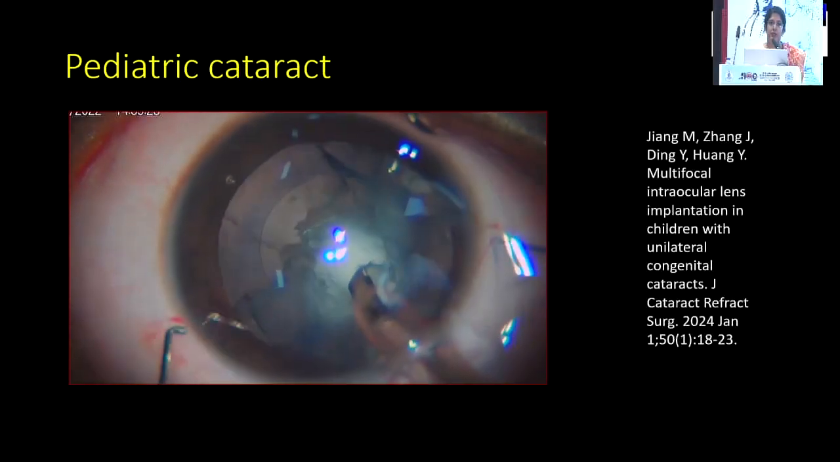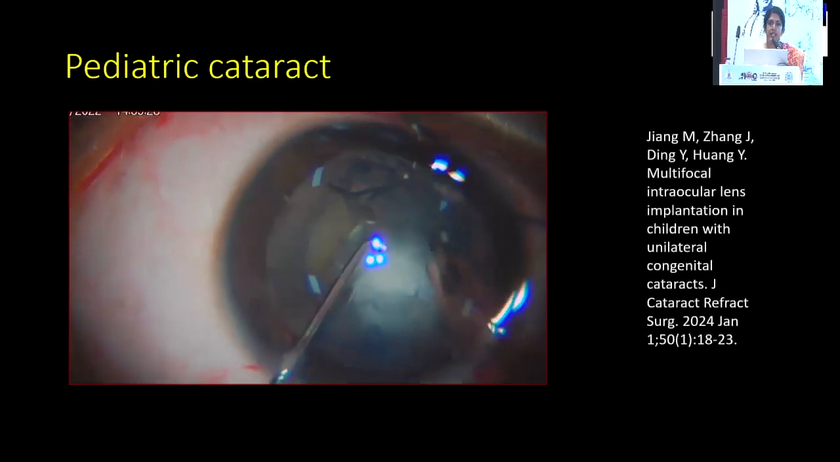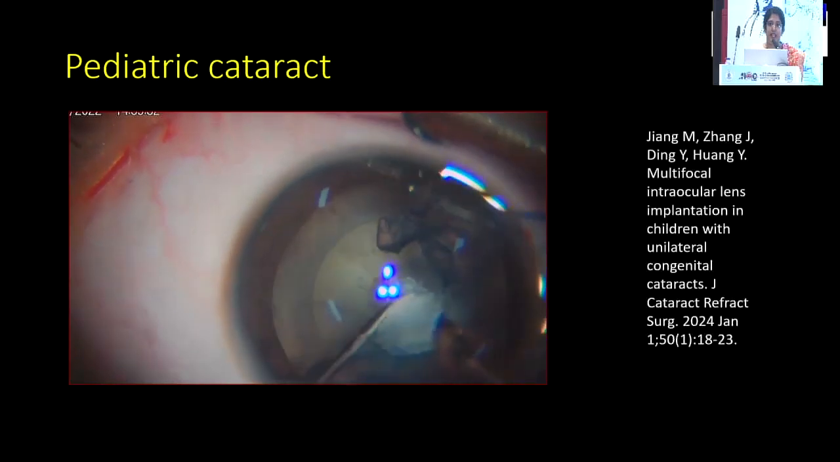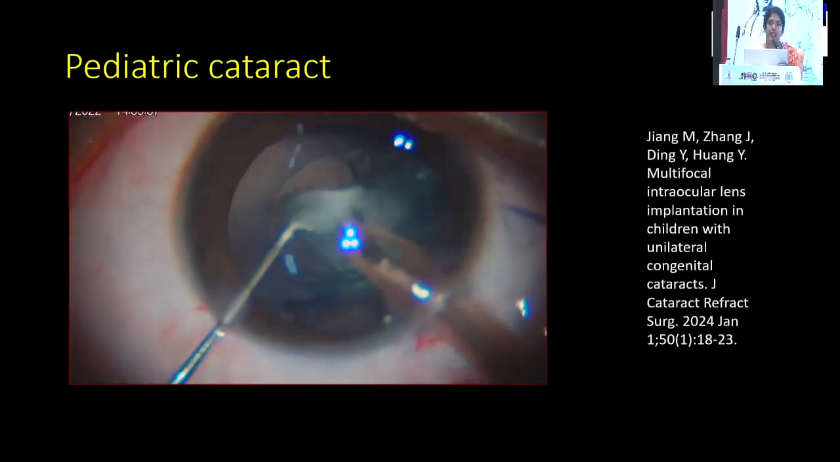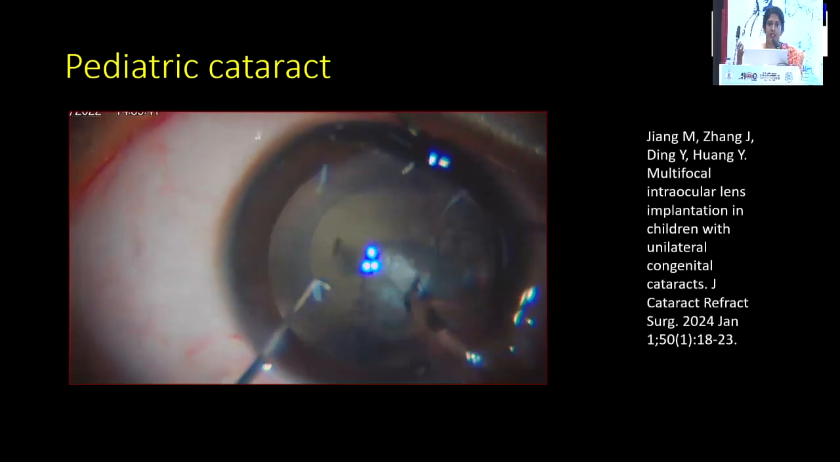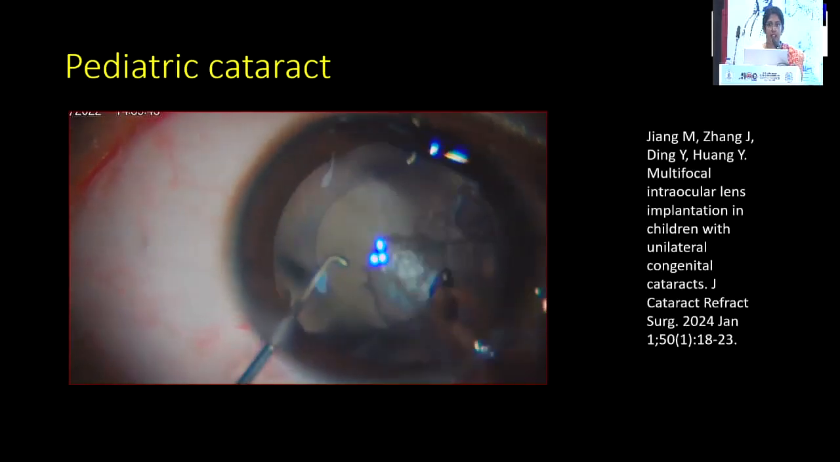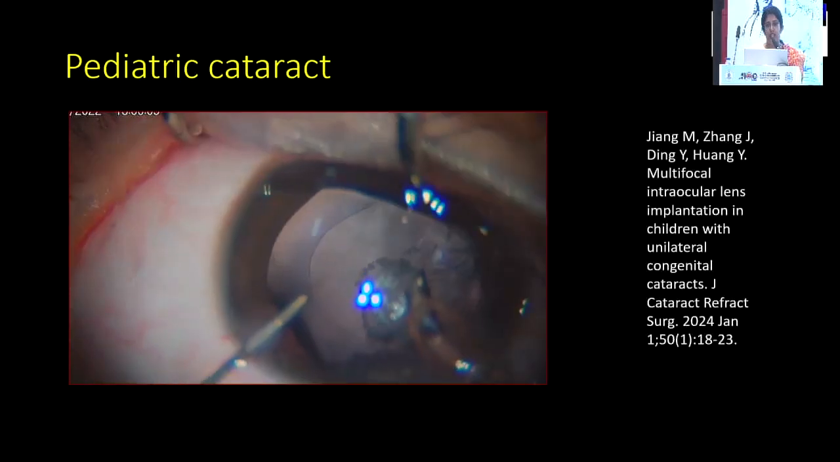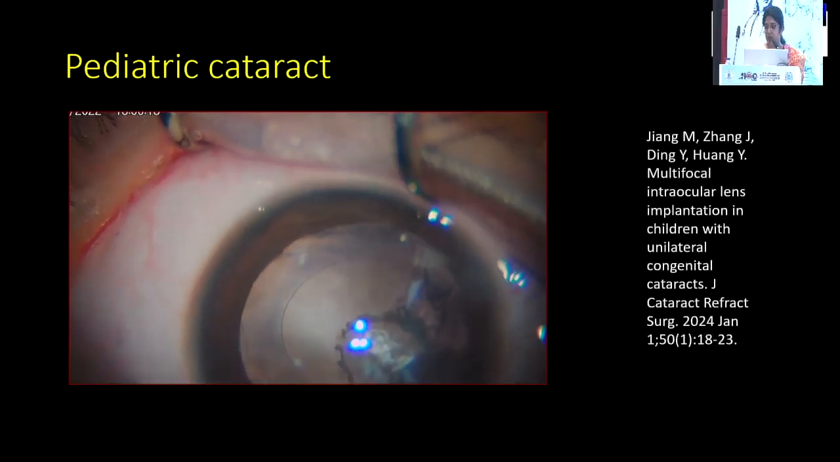The second concept of using a multifocal IOL is that there is an increased chance of glares and halos, but children's retina have the capability of accepting that sort of glares and optics. So they can go for multifocal if they are affordable.